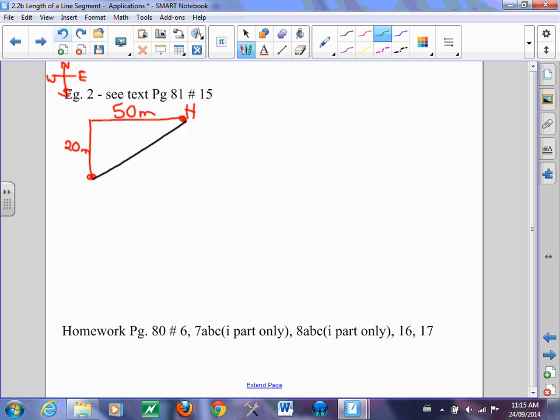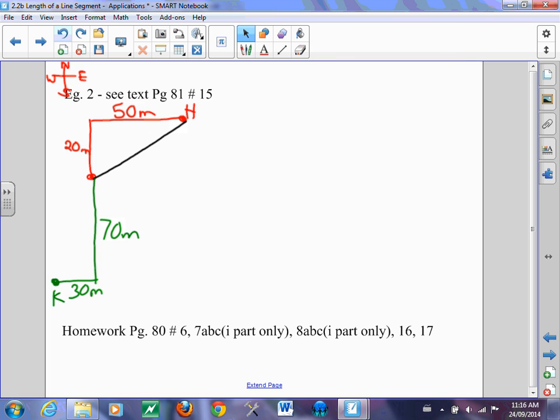Second, how about Kim? It says that Kim, from the starting point, walks 70 meters south. Then it says that she walks 30 meters west and stops. So we've got 70 meters south and 30 meters west. So this is where Kim is. I'll draw her line to there.